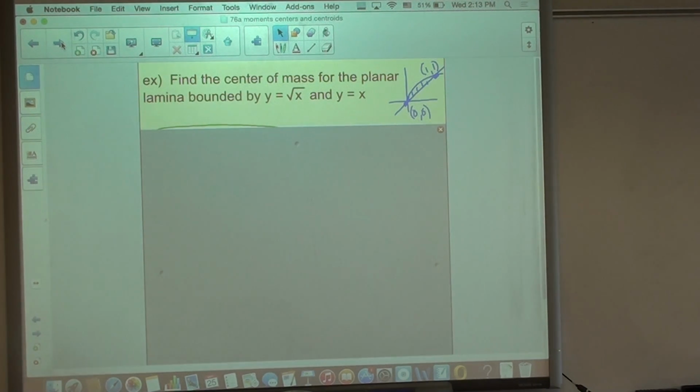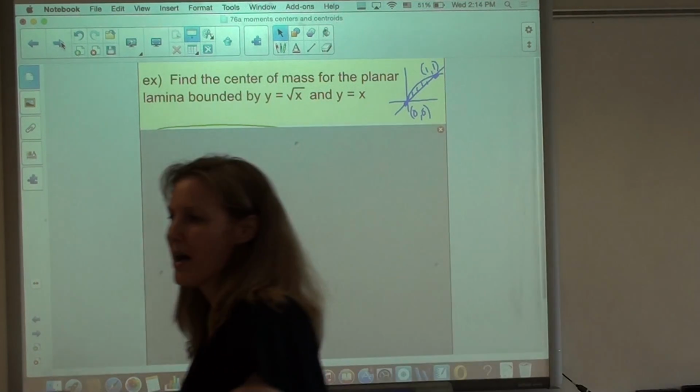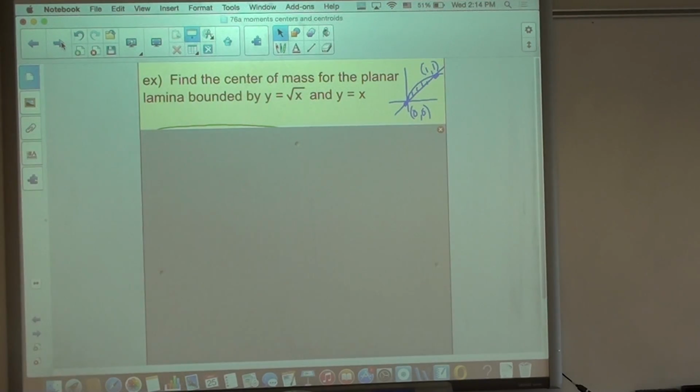Does it matter what F and G equal or not? It's straight up just, F is always on top. F is always the function that's on top, and G is always the function on the bottom. The area is always top minus bottom.